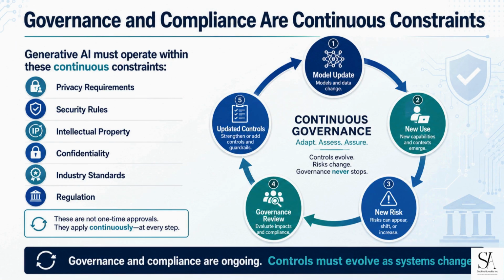Governance must also continue as the system evolves. Models are updated, applications change, new tools are connected, regulations develop, and users discover new ways of using the technology. Compliance and governance are therefore continuing operational constraints rather than approvals obtained once before deployment. The 11th limit concerns the move from pilot to scale.